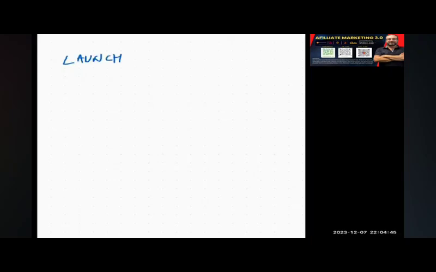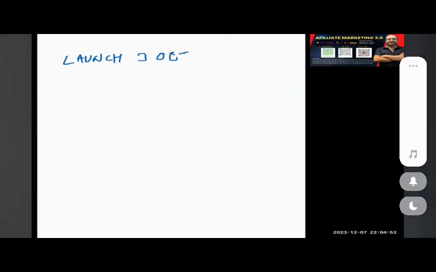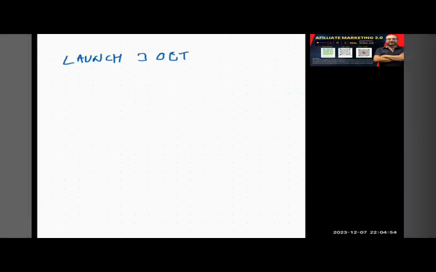BTCC launched on the 3rd of October, and on that day it was at $3. Today it is December the 7th, and the price of BTCC is flickering between sort of 79 and 80. So let's go with $79.